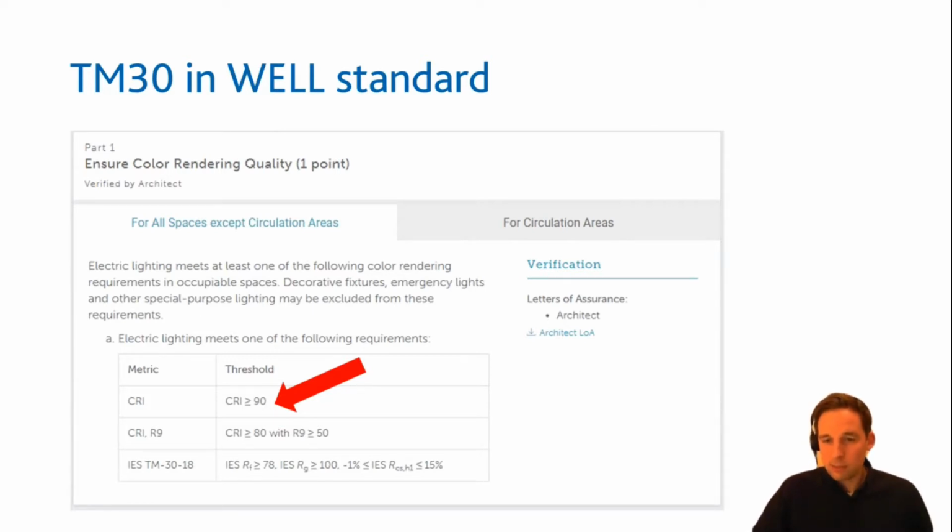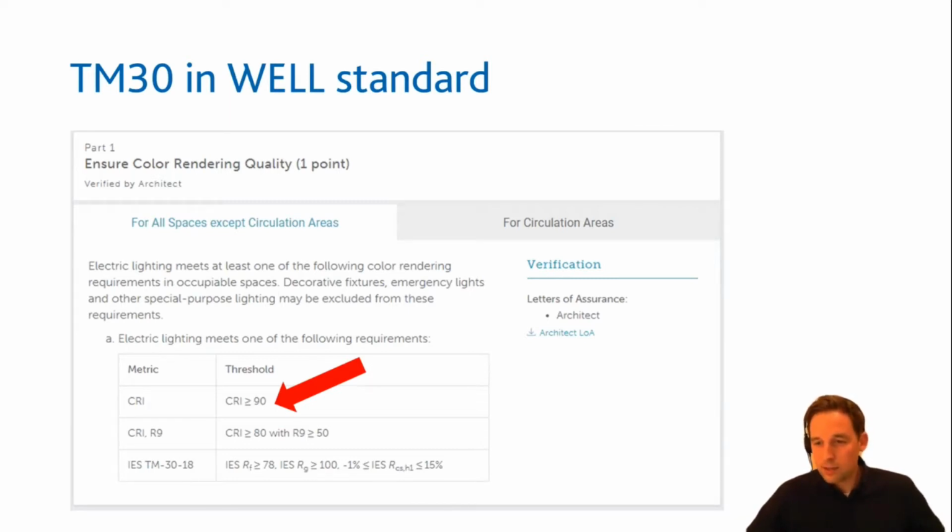If you look at the TM-30 requirement there, the first thing is ignore all the IES bits in there. It just means that it's part of TM-30. The first thing is the Rf, fidelity. Fidelity is similar to a CRI score, and it says here the fidelity has to be 78 or above. That is similar-ish to CRI, but a lot lower than CRI 90. The Rg, which is the gamut index, has to be greater than or equal to 100.